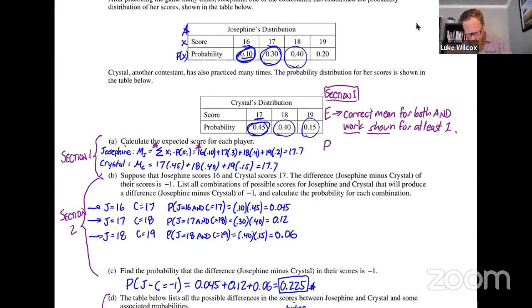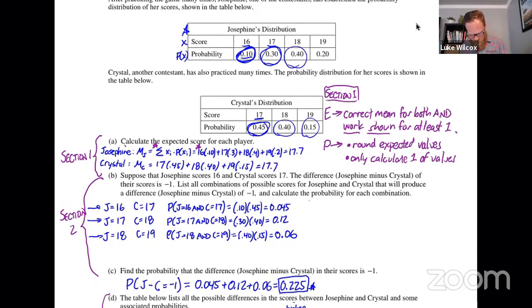Now, partially correct would be if you made a little bit of a mistake. One of the mistakes that students often make is that they round expected values. You do not want to round expected values or a mean. You can leave that as a decimal. It should stay as 17.7, not 18. One of the other errors that students sometimes make on this problem is if they only calculate one of the expected values. So those are a couple of different ways that you could end up with a partially correct. Anything else would be an I for incorrect.